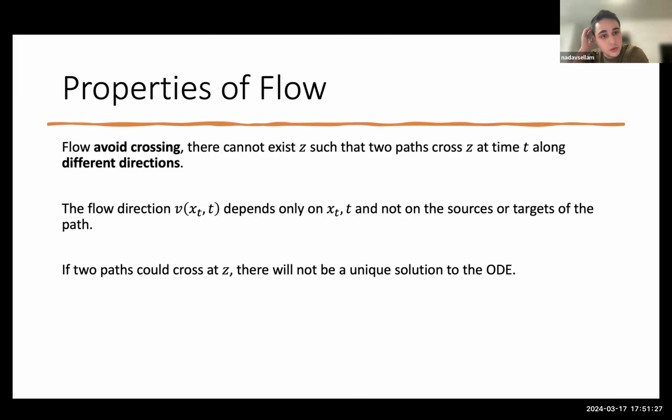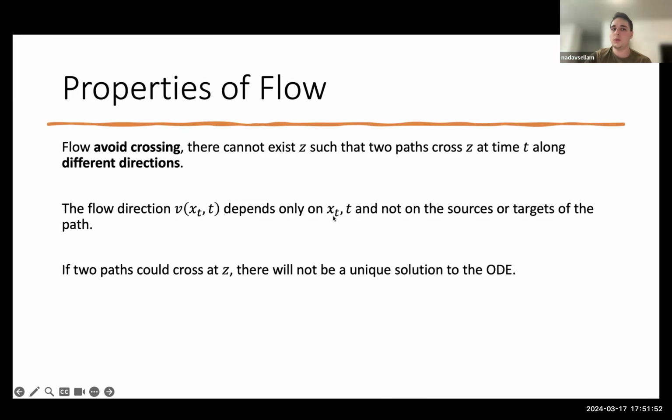Why is that true? You can think about it in two ways, which are actually the same. We have an ODE, and the ODE is very simple and has a unique solution. So we cannot solve the ODE and get two different results, as that would contradict the fact that the ODE has a unique solution. Or if you want to think of it more simply, the flow direction, which is a vector field of xt and t, depends only on xt and t, and it is deterministic.